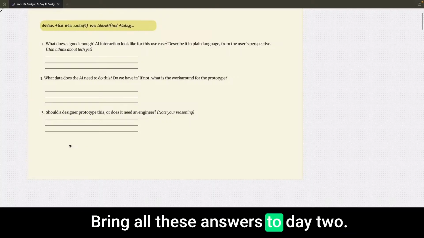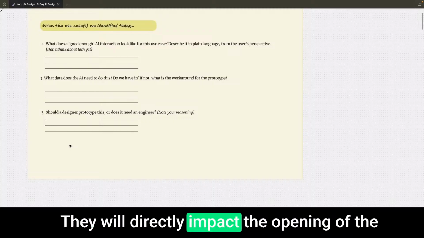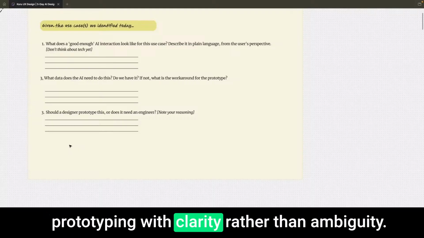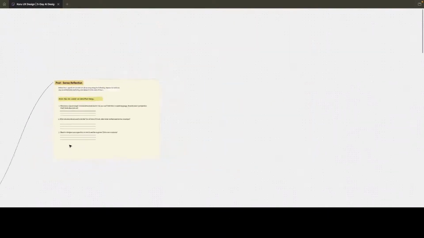Bring all these answers to day 2. They will directly impact the opening of the shape phase and help the team move into prototyping with clarity rather than ambiguity.